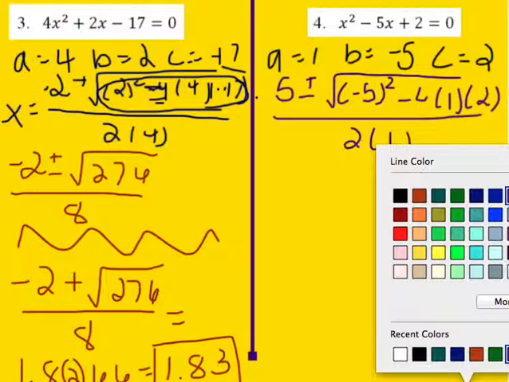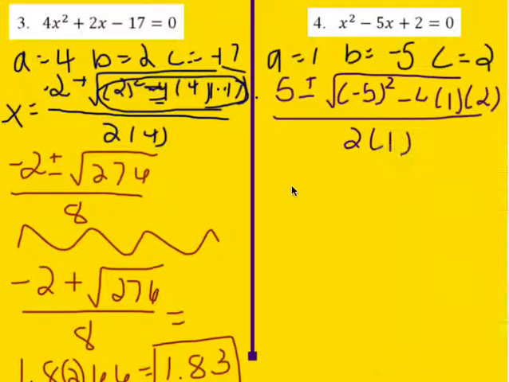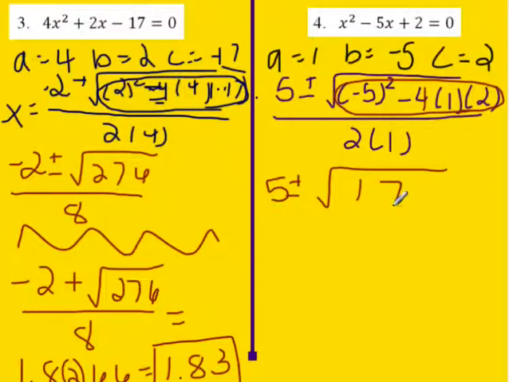So now, again, I want to go ahead and simplify underneath the radical. So I'm going to simplify this part out first. I get 5 plus or minus the square root, and now I'm going to do -5 squared. Remember, use those parentheses in your calculator, minus 4 times 1 times 2. And when you do that, you end up with 17. All of that divided by 2.